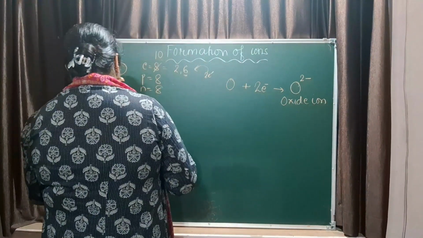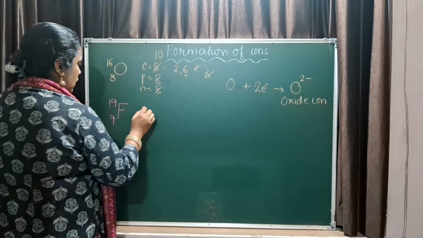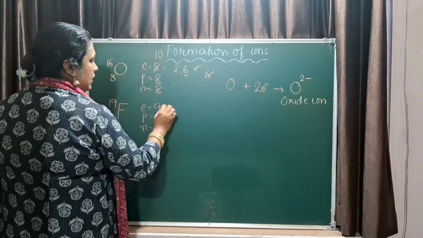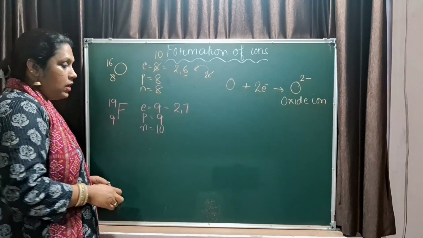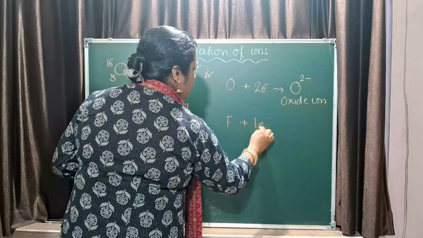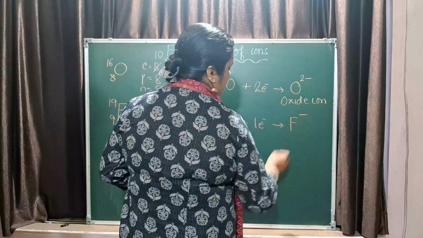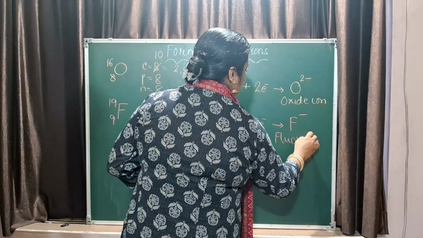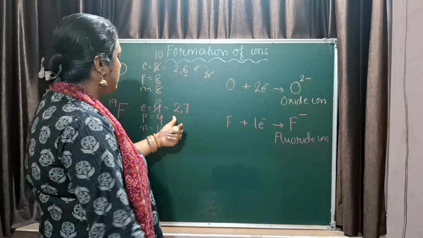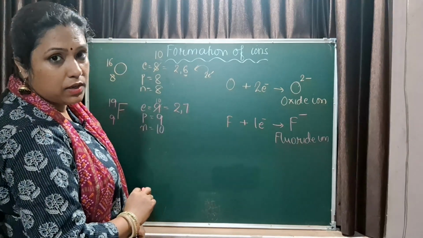Clear? Next one is fluorine, that is 9 and 19. So electrons are 9, protons are 9, neutrons are 10, and the configuration is 2, 7. To make this 7 into 8, you need 1 electron. So fluorine gains 1 electron to form what? This becomes 10 again, 1 electron extra. So, F minus, that is fluoride ion. Clear? Now it has taken the nearest noble gas configuration, that is 2, 8. 2 and 8 is 10 electrons, and that gives fluorine a negative charge.